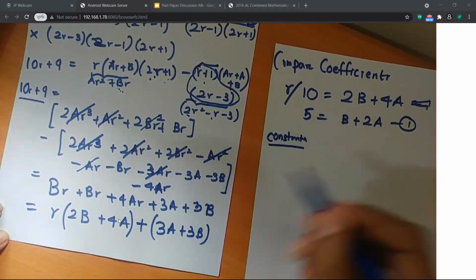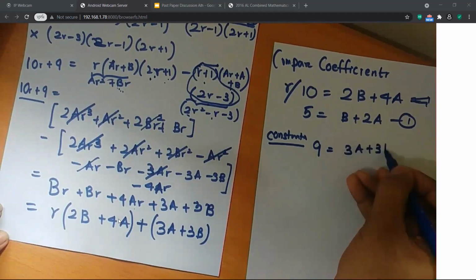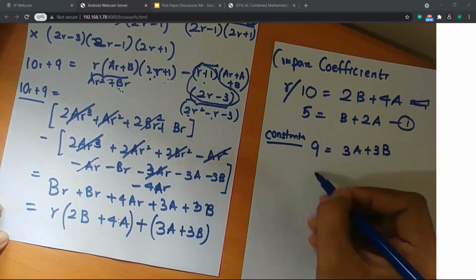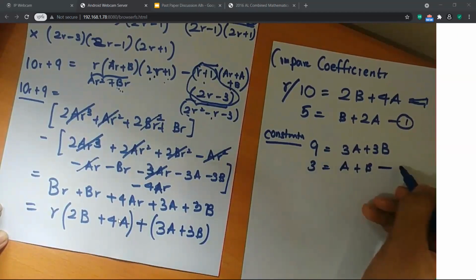So what is the constant here? 9. And it is equal to 3a plus 3b. This can also be simplified. Also divisible by 3. So 3 is equal to a plus b. Right?